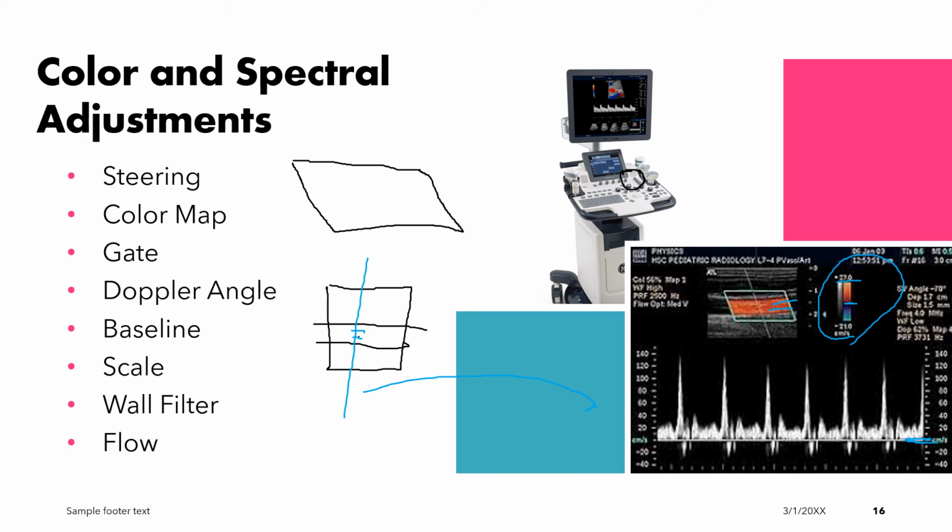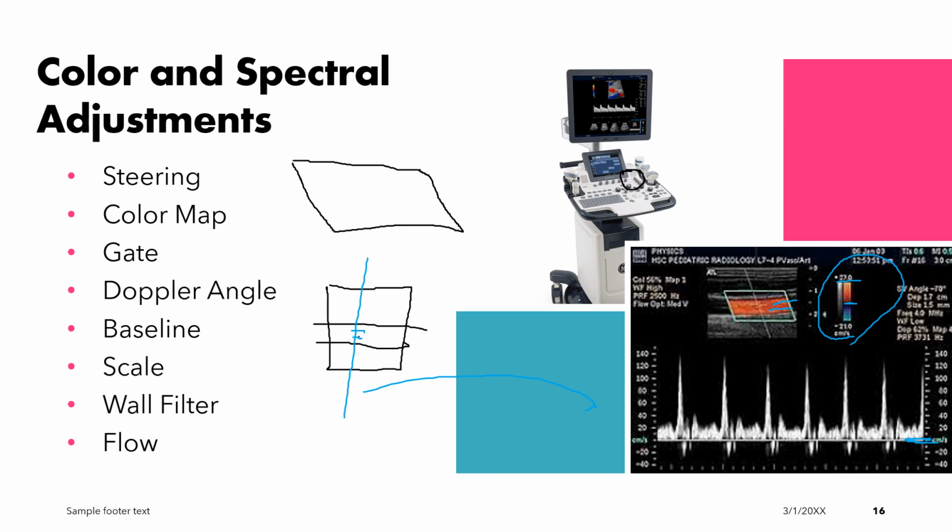Okay, and then finally, flow. Most of your systems will have a way to set some general qualities of flow. So if I'm looking at a very high flow area, such as the common carotid artery, I would just have it set at high flow. And that would automatically adjust my scale to higher velocities. It would adjust my baseline and whatnot.